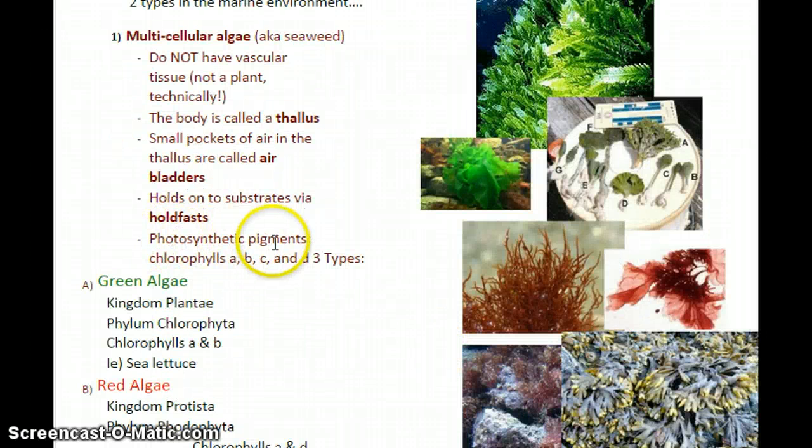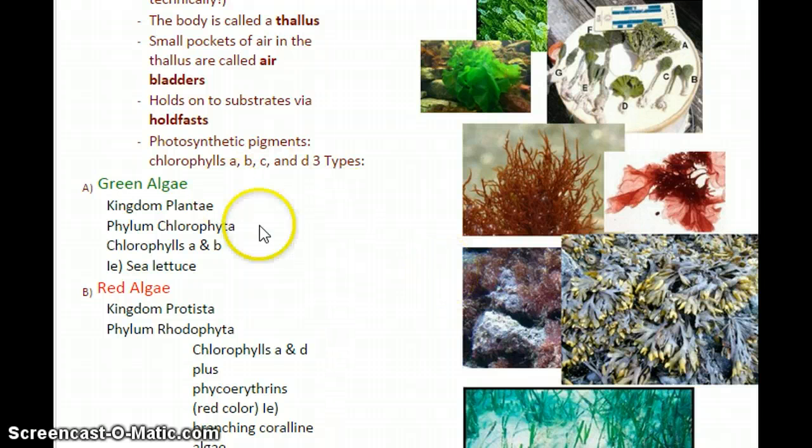They also have a variety of photosynthetic pigments. So that's chlorophylls, basically every type of chlorophyll. And we'll see that some of them are categorized, some of them have different chlorophylls than others. Green algae is the first category of algae.